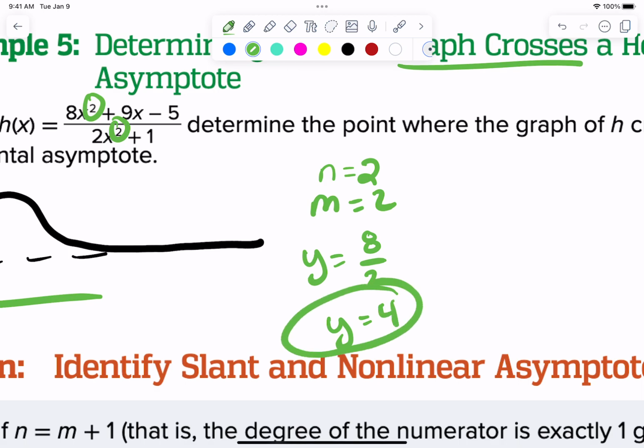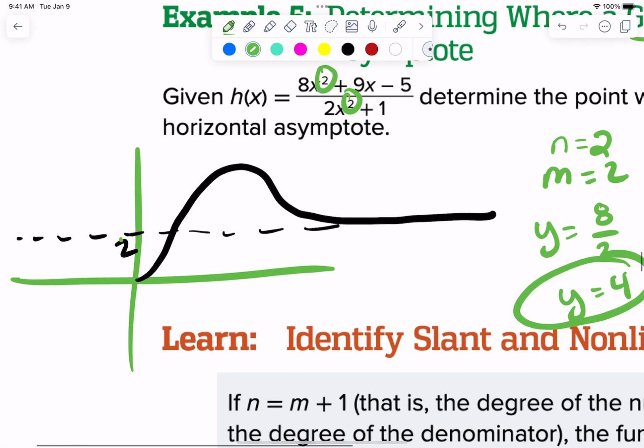Now, if my horizontal asymptote is up here at 4, how do I figure out where he's going to cross that? You plug 4 in for y. I want to know where the y coordinate is 4 on my graph, so I plug 4 in here. Does that make sense? We're going to set it equal to 4. So 4 is going to go in this spot right here.